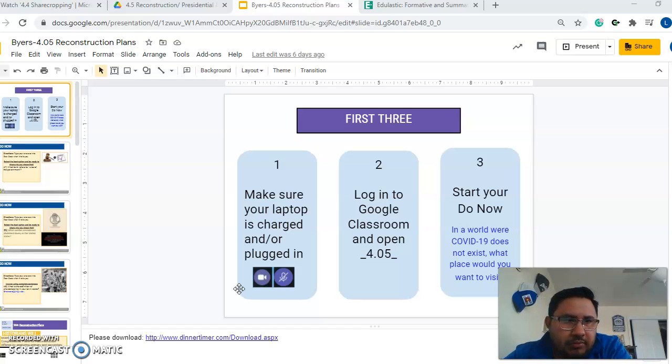Remember, today we are having conferences, so make sure that you are getting to your conference on time and make sure that you're completing your work on time as well. So today, you're going to go over the reconstruction plans. This is basically how to rebuild and how to reconstruct the South, right? That's the purpose of it.